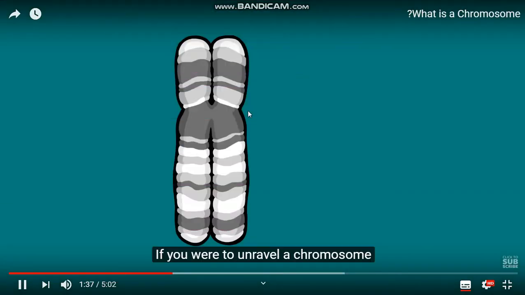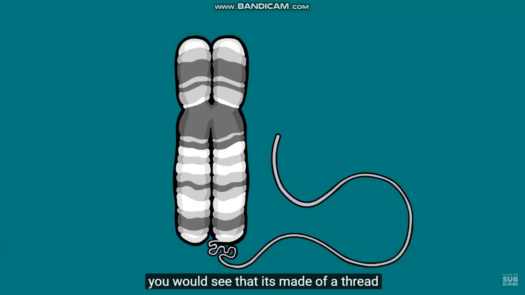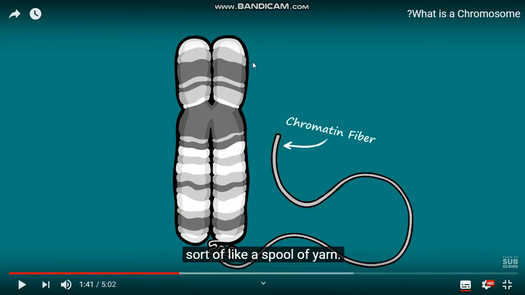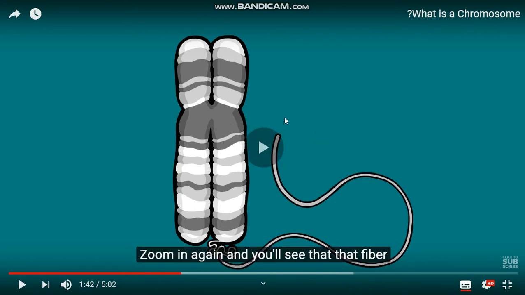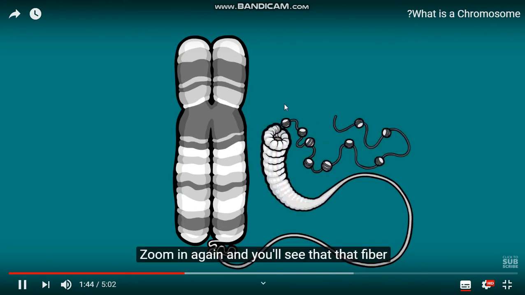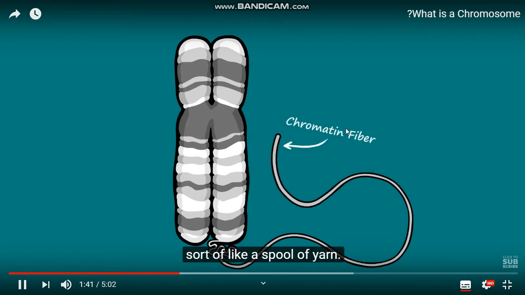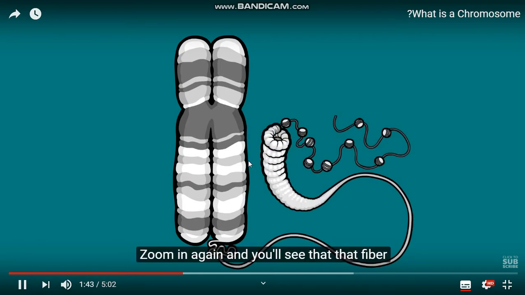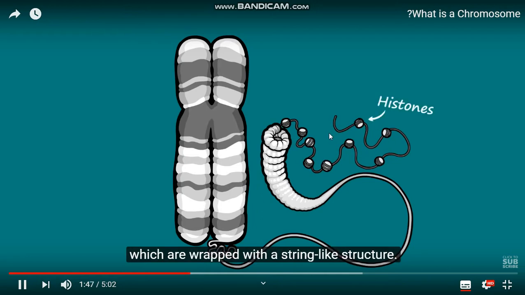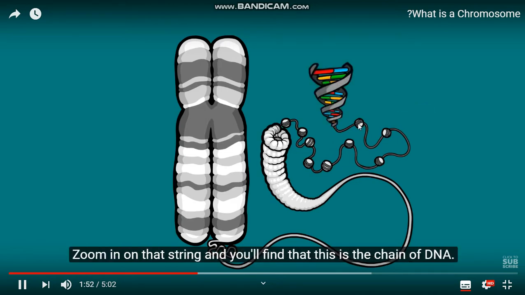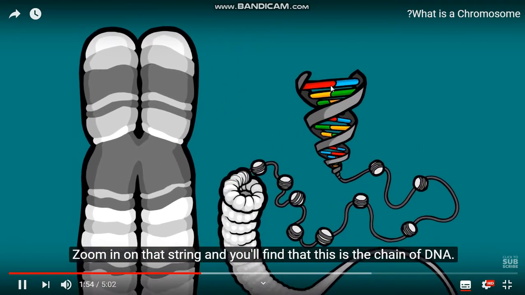If you were to unravel a chromosome, you would see that it's made of a thread, sort of like a spool of yarn. So this is a chromosome, okay? Zoom in again and you'll see that fiber is made of a thread, sort of like a spool of yarn. Zoom in again and you'll see that fiber is a collection of protein orbs called histones, which are wrapped with a string-like structure. Zoom in on that string and you'll find that this is the chain of DNA.